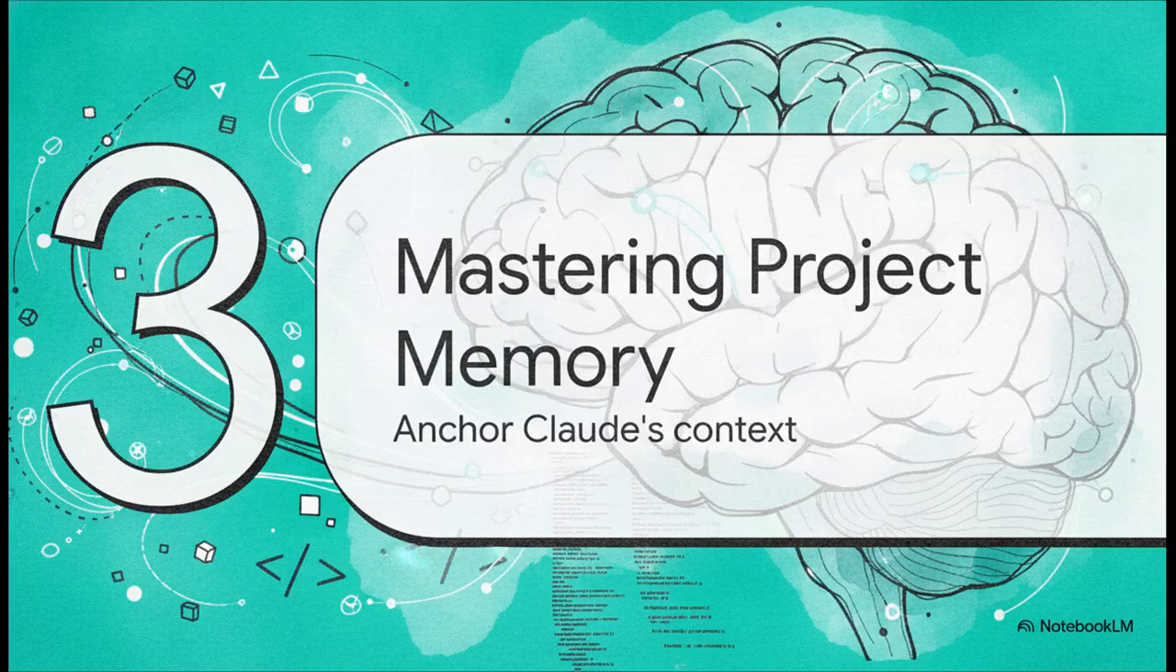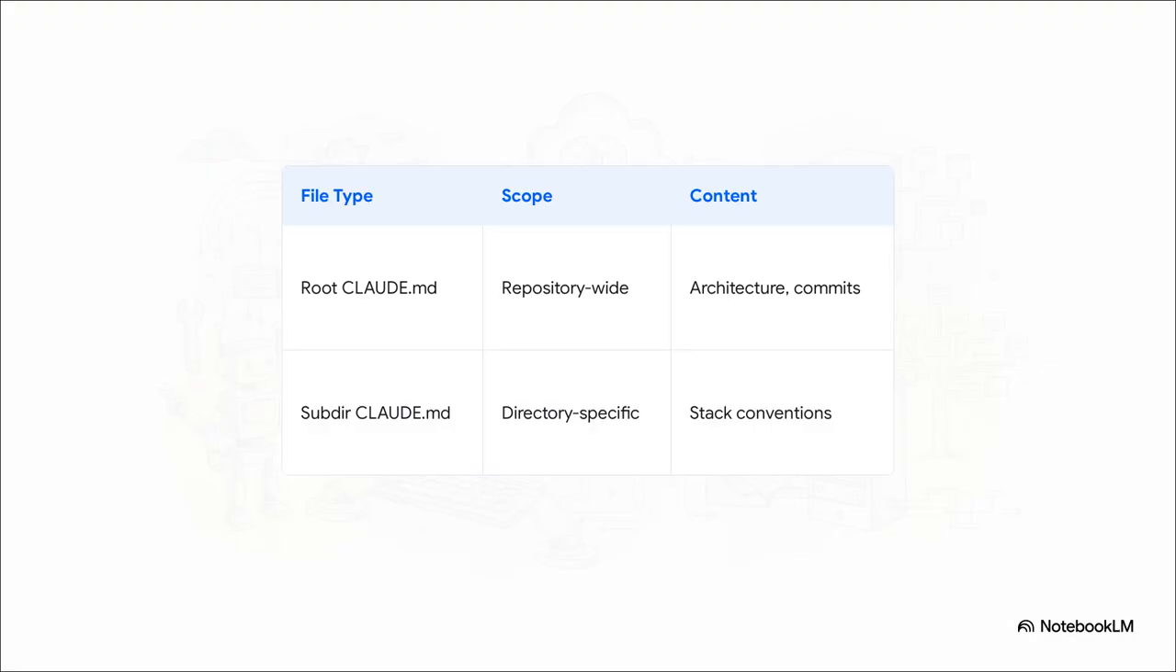Section 3, Mastering Project Memory. Let's talk about the brain of the operation, the claude.md file, and how to use it to lock in Claude's context. Now, if you're working in larger monorepos, you really need to be strategic and split your instructions. You do not want to burn through your AI context window. So instead of one massive file, keep your repository-wide rules, things like commit standards and overarching architecture guidelines, in a root claude.md file. Then, put your stack-specific conventions in per subdirectory claude.md files.